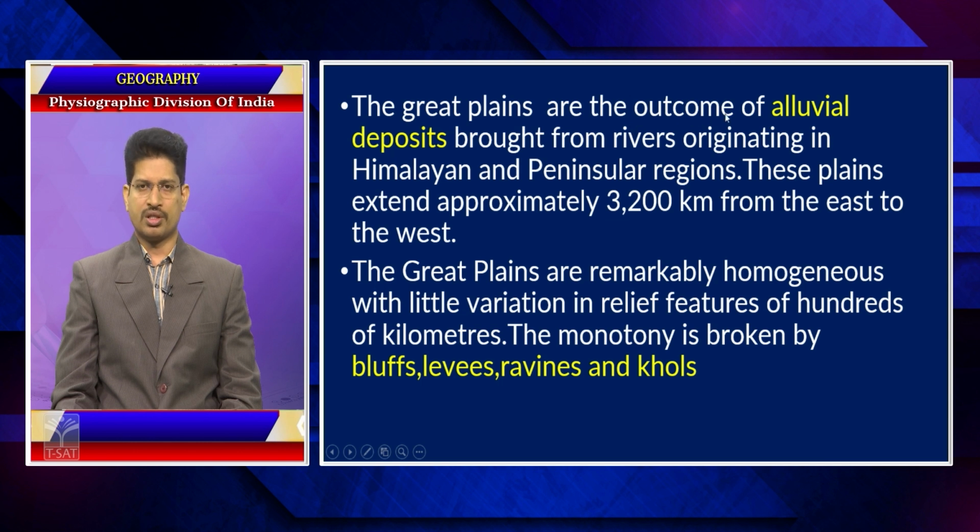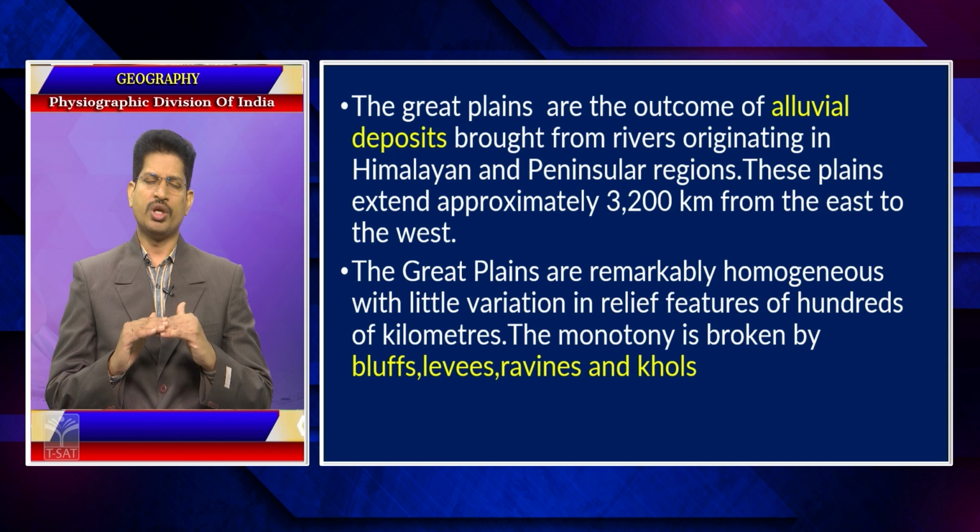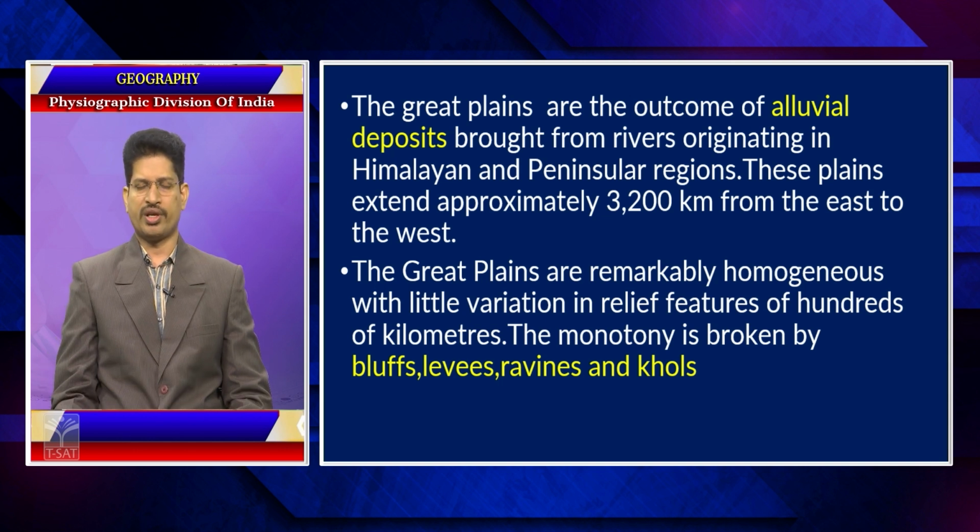The Great Plain region is the outcome of alluvial deposits brought from rivers originating in the Himalayas and the peninsular region. So, the Great Plain region extends up to 3,200 kilometers from east to west. The Great Plains are remarkably homogeneous with little variation in relief features over hundreds of kilometers. So, a plain, as I discussed in the previous session, does not have undulations; a plain surface with minimum undulations, having lower elevation relative to the surrounding regions, with different features like bluffs, levees, ravines and cols.